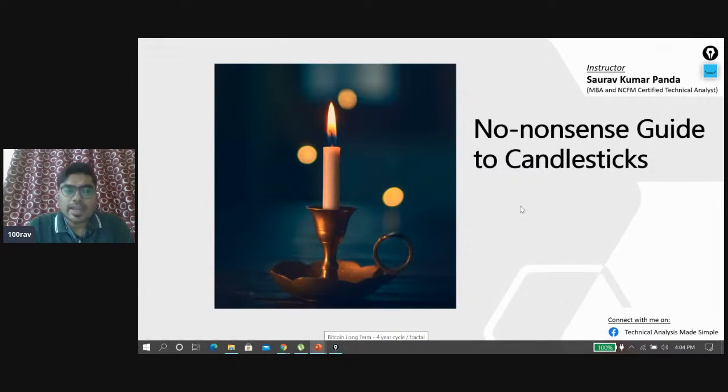Okay, so candlesticks. Candlesticks are the basic building blocks of technical analysis. We can say it in a way because generally the most popularly used charting method is actually candlesticks. So before getting into that, let's try to understand what is a stock chart. Like, how does a stock chart look like?